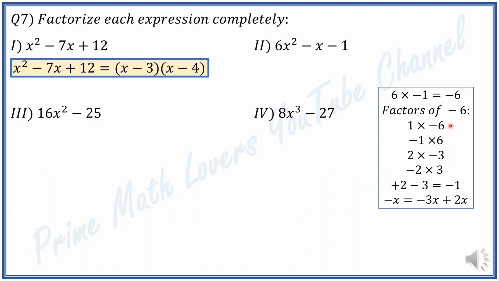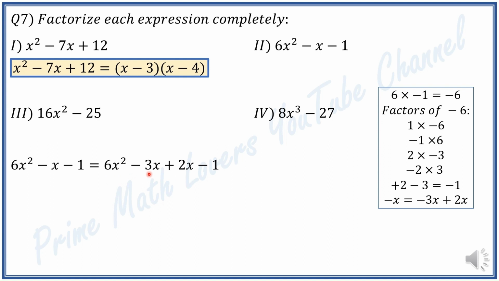We need to find a pair that when we add the members together, we get the coefficient of x. The coefficient of x is minus 1. And positive 2 and negative 3 are the pair with these characteristics. Positive 2 minus 3 is negative 1. So we can rewrite minus x as minus 3x plus 2x. I write down the expression. So 6x squared minus x minus 1 is equal to 6x squared minus 3x plus 2x minus 1.